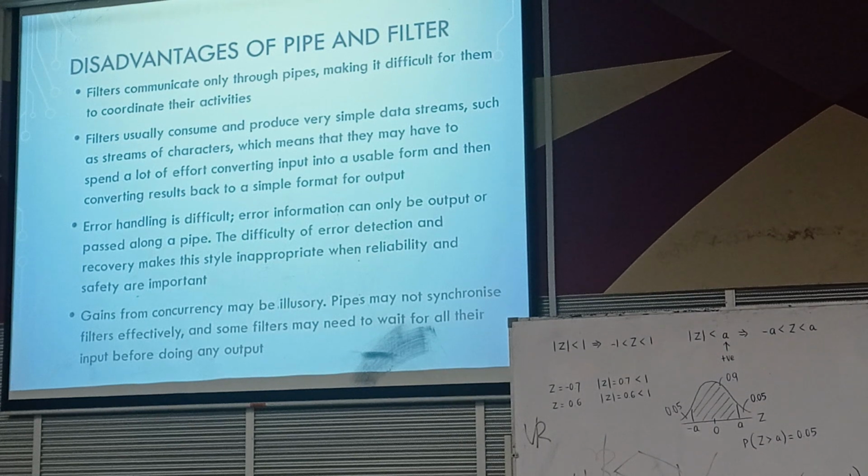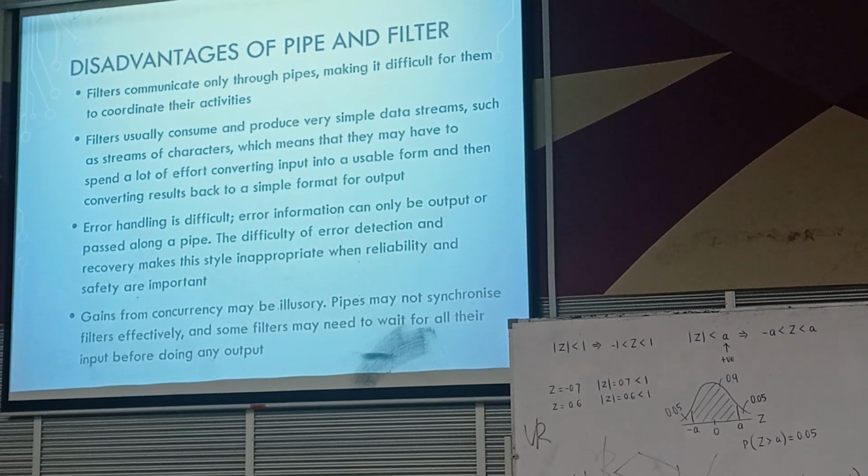Filters usually consume and produce a very simple data stream, for example, characters and so on. So most of the time, they only process strings, they only process numbers, basic data types. What's a basic data type?